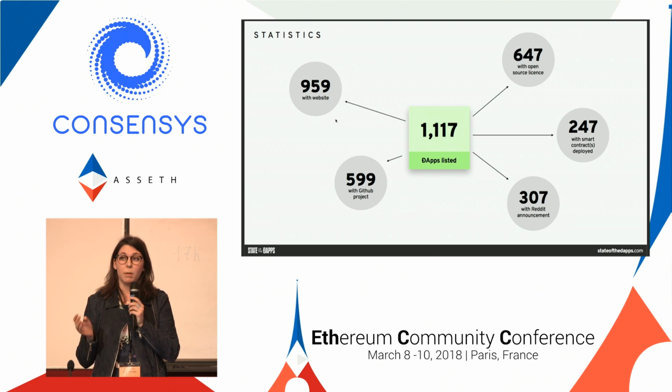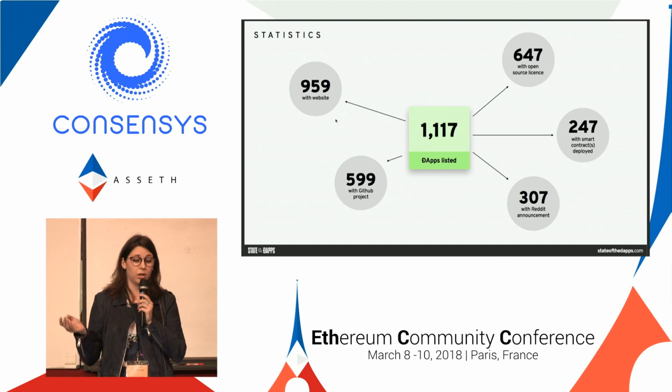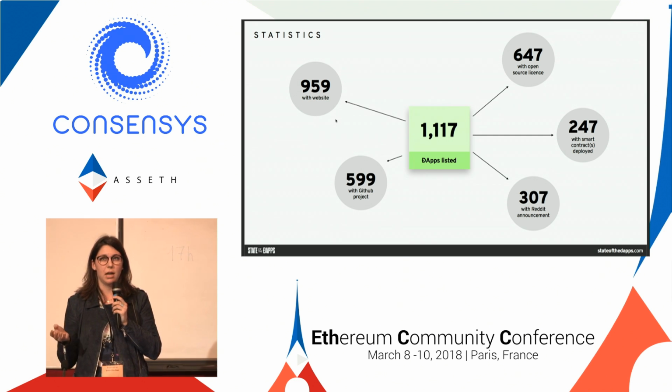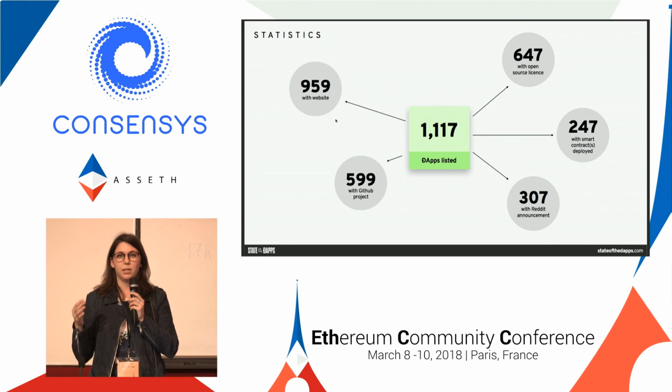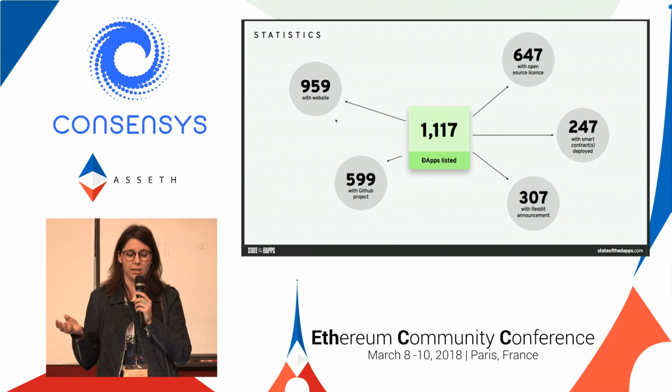So this slide is a little bit older, but let's say we have 1,100 dApps at the moment. 959 have a website link that you can go to. 600 have a GitHub project, but I'm sure there are more dApps listed that actually have a GitHub repo that we just did not add. Then 650 have an open source license. 250 are deployed with smart contracts, and about 300 have Reddit announcements. When they have a Reddit announcement, it means that they made their subreddit and announced their new dApp. It doesn't necessarily mean that they're fully active. They're often active on the Ethereum subreddit or other bigger Reddit communities and not their own.